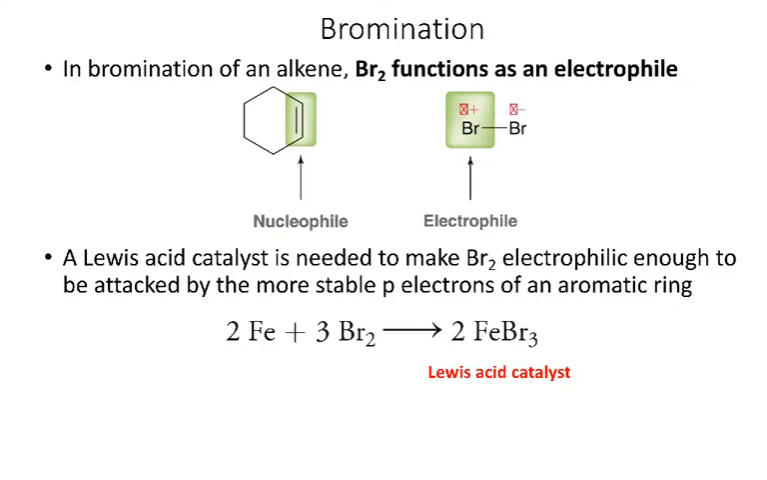So when we learned about bromination of alkenes last semester, the bromine acts as an electrophile, the alkene acts as a nucleophile. So bromine can act as an electrophile, but it's not strong enough to attack a benzene ring. And so by including iron in the reaction mixture, we're going to make iron 3 bromide, and this is going to act as a Lewis acid catalyst to make Br2 a strong enough electrophile. So let's see how that works.